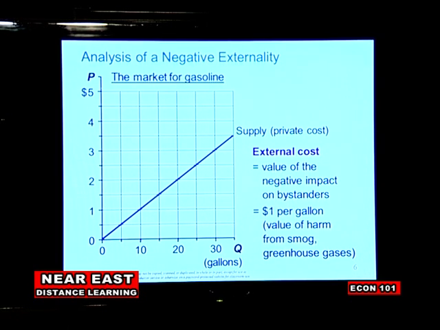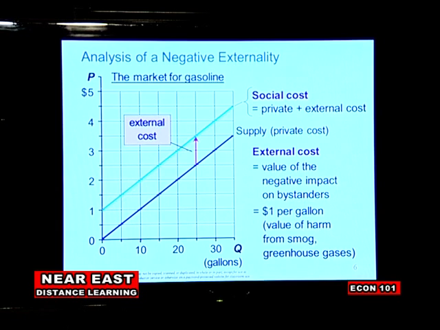After a negative externality, we shift the supply curve up, or to the left. This is the effect of external cost. After a negative externality, social cost equals private plus external cost. So this is the analysis of a negative externality, as you see.